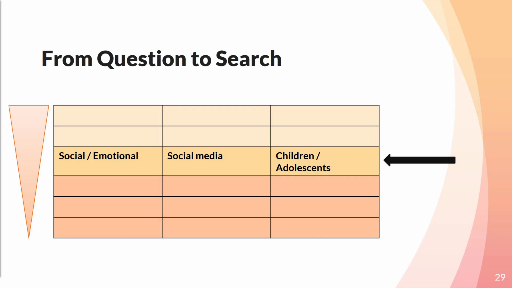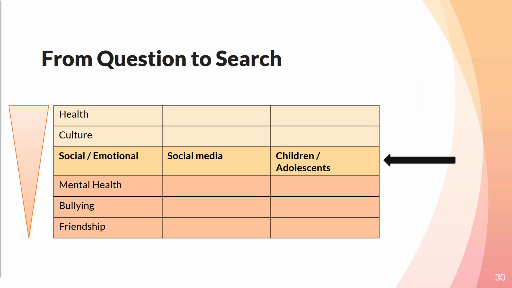Let's take a look. Here we have our words. I've batched a few of them because I think they help us understand the concepts we're looking for. We have social and emotional, social media, and children and adolescents. From there, let's think of some words that are broader and some that are narrower for each of our concepts. Here we have our words.